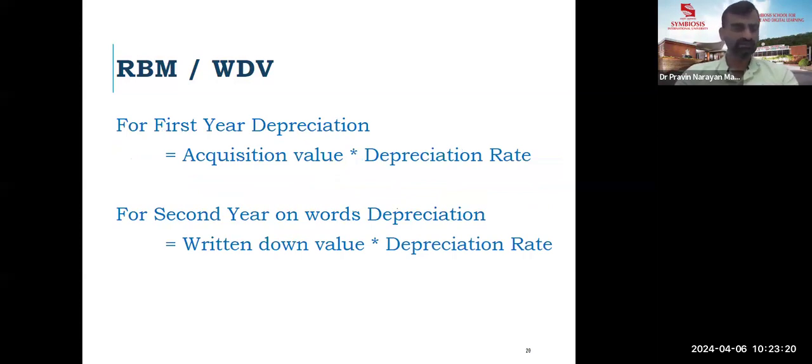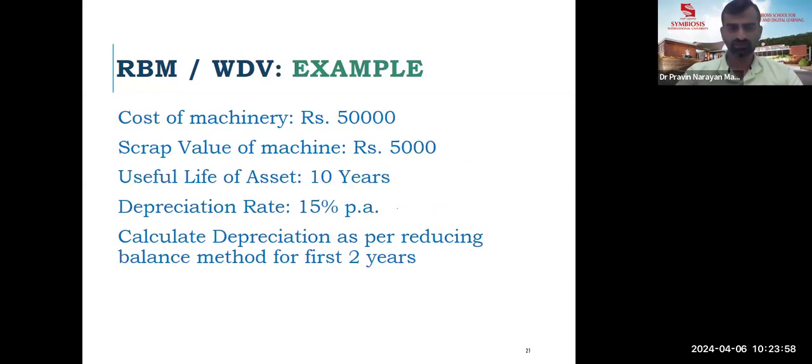Now, when we calculate the first year, depreciation is the acquisition cost or initial cost of the investment into the depreciation rate, and after the first year, for the second, third, fourth year, it is the written down value into the depreciation rate. Is there any doubt? Am I going fast? Let me know. If you have not understood, please let me know. So let's understand with the help of an example.